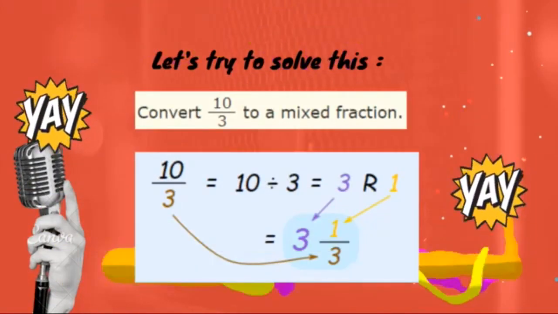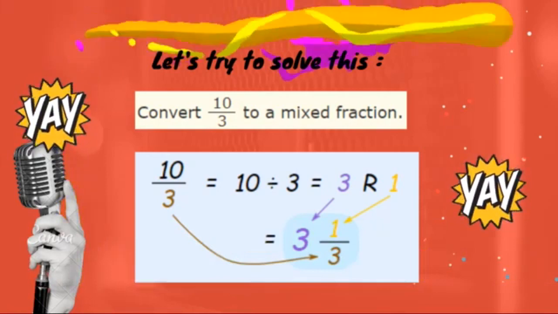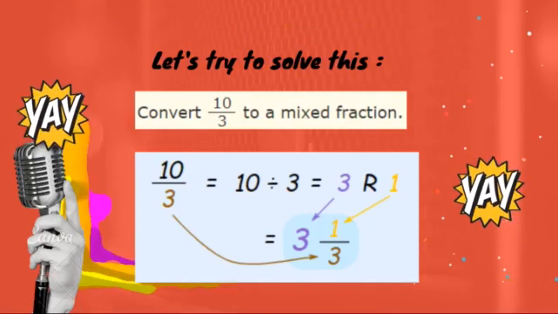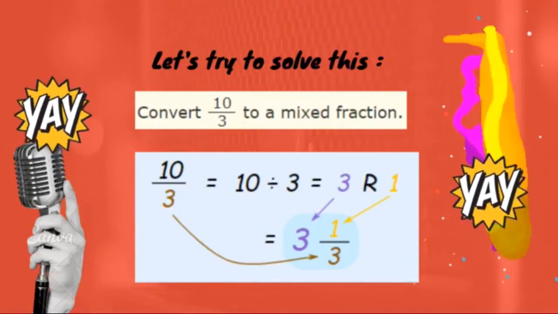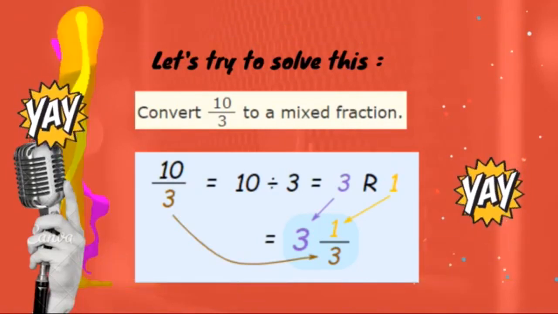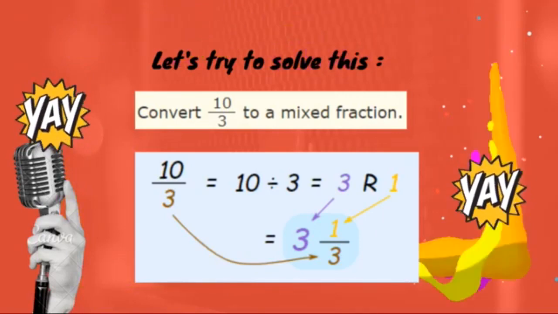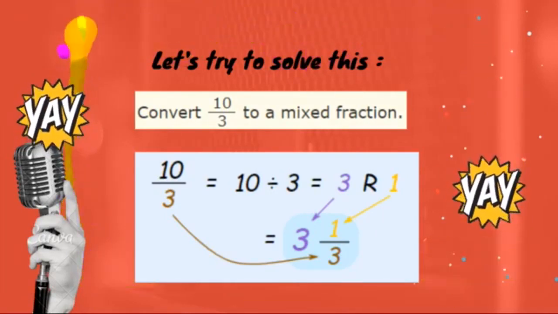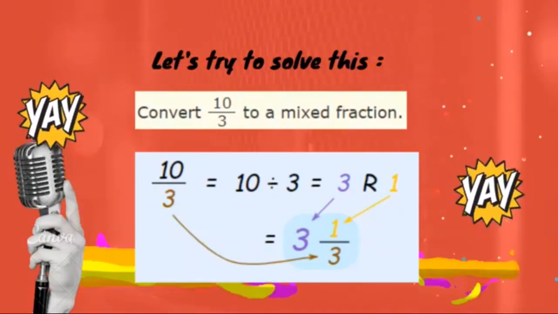Let's solve it together. 10 is divided by 3. It will be equal to 3 remainder 1. Number 3 becomes the whole number. The remainder, which is number 1, becomes the new numerator, and the denominator will be the same, number 3. So the mixed number of 10/3 is 3 1/3.